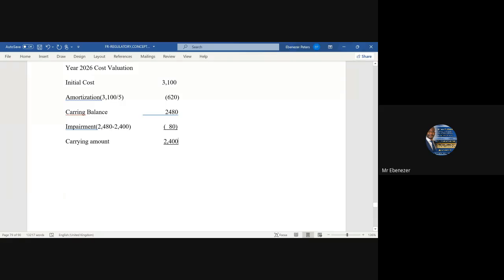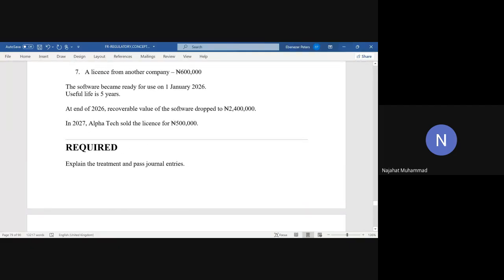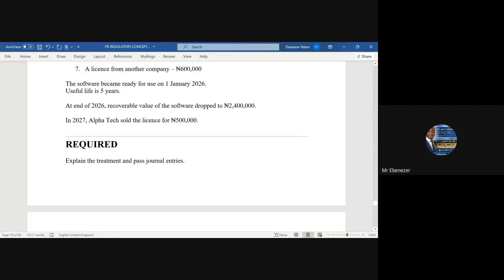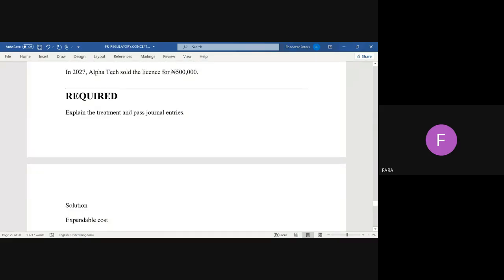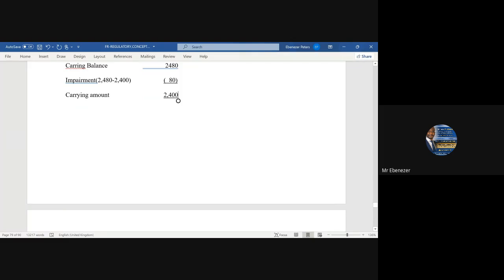So that is the carrying amount. What did they ask us to do again? Can you please come again on the treatment? We debit P or L and credit the asset. Thank you so much, very correct. Debit P&L with the impairment and credit the asset. When you do that, you reduce the value of the asset to what is prevalent in the market, the amount at which you can recover the asset. In other words, you are not overstating your asset in your books. So that is that.